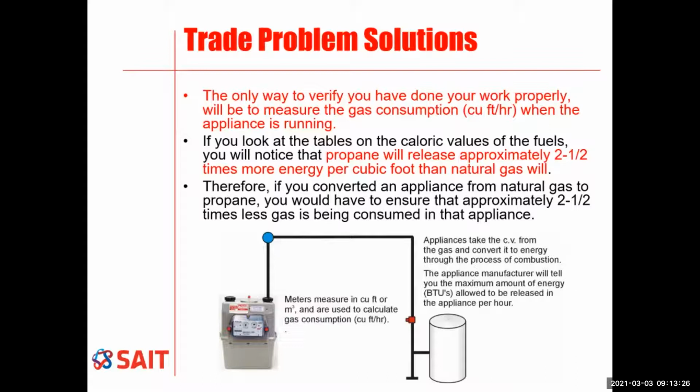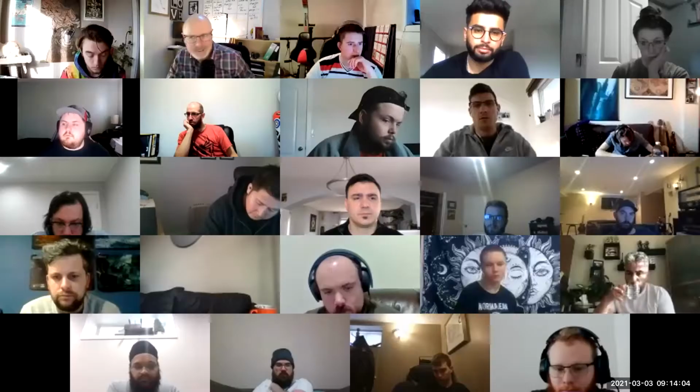So if I look at the tables on the calorific values, you will notice that propane is about 2.5 times more than natural gas, right? Natural gas has a calorific value of 1,000 BTUs. Propane is 2,500. So it's 2.5 times more. But on the other hand, it's going to burn 2.5 times less gas than a natural gas appliance because it has a higher heating value. Does that make any sense to everybody?